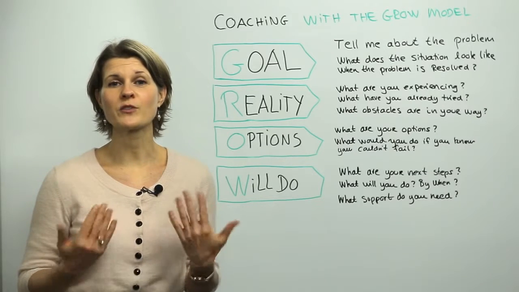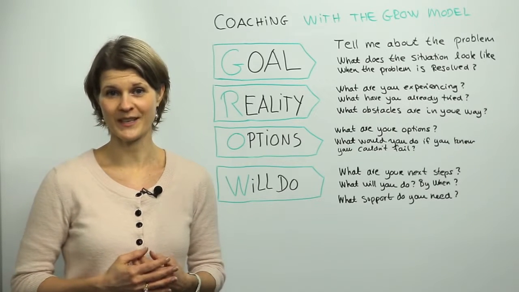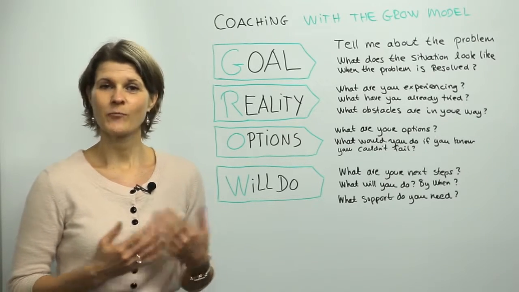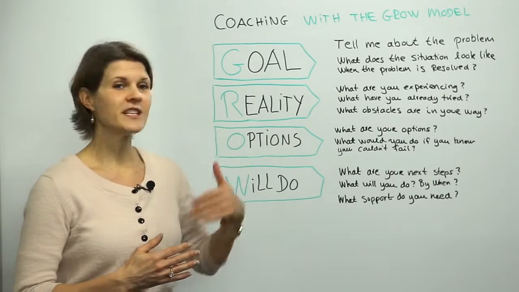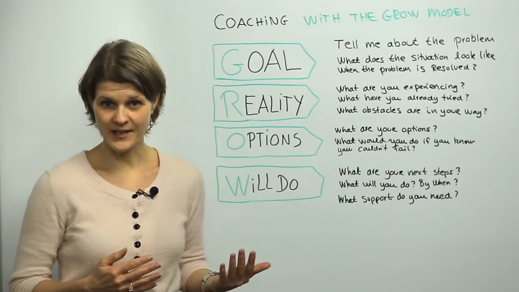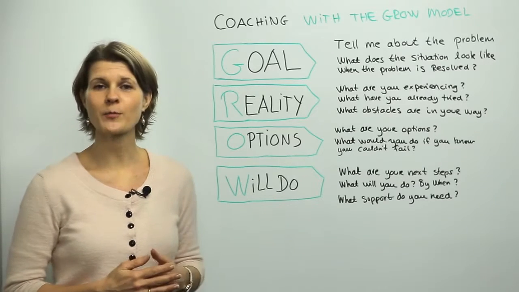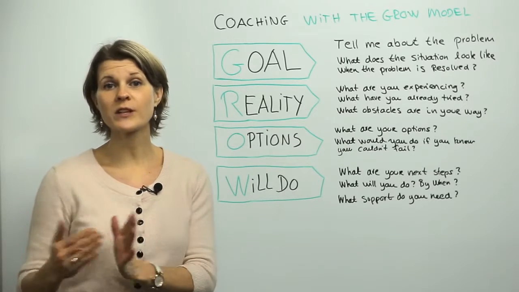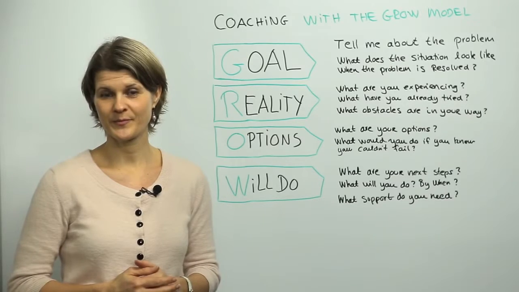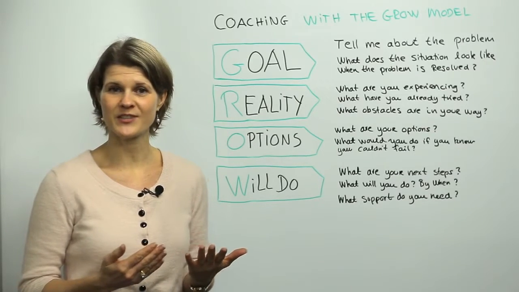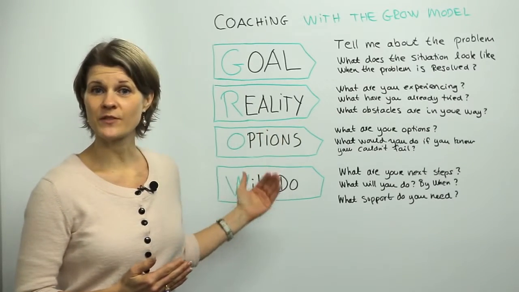The GROW model is one of the most widely used frameworks in the marketplace for coaching. What does it stand for? G stands for goal, R stands for reality, O stands for options, and W stands for will do or the way forward. As you move through your coaching conversation, you step through each of these 4 steps.